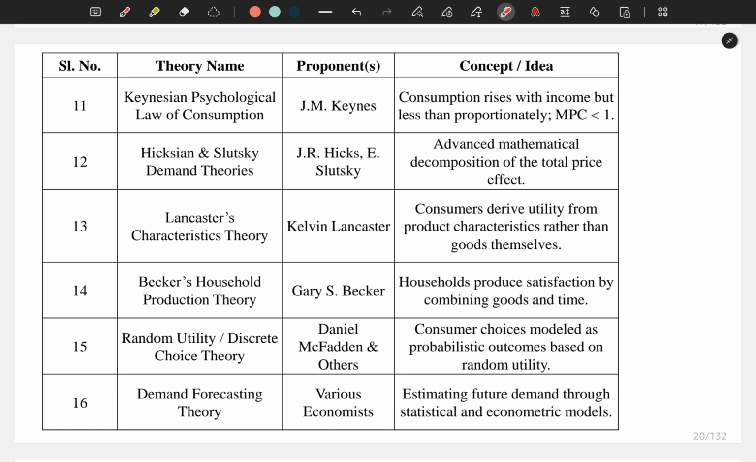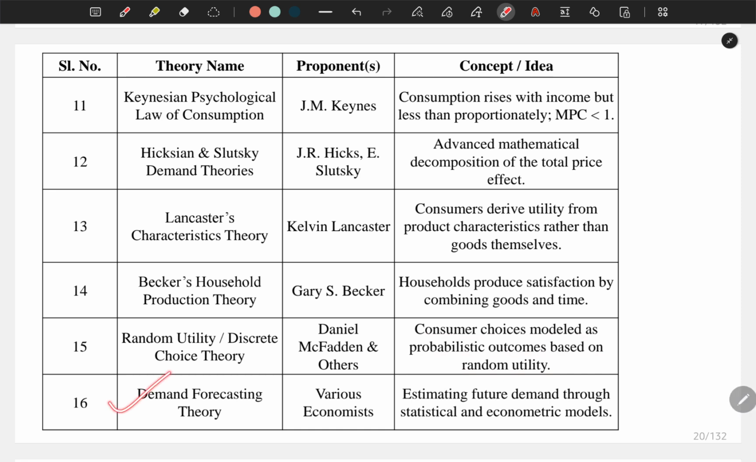When it comes to Becker's household production theory, given by Gary S. Becker, it tells us that households produce satisfaction by combining goods and time. Then the random utility or discrete choice theory, given by Daniel McFadden and others. This theory tells us that consumer choices are modeled as probabilistic outcomes based on random utility.